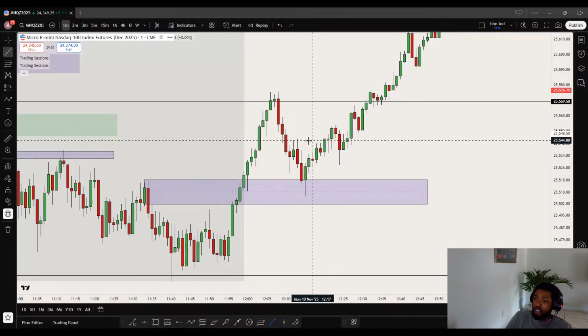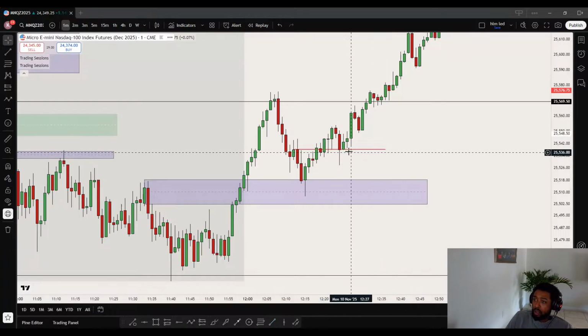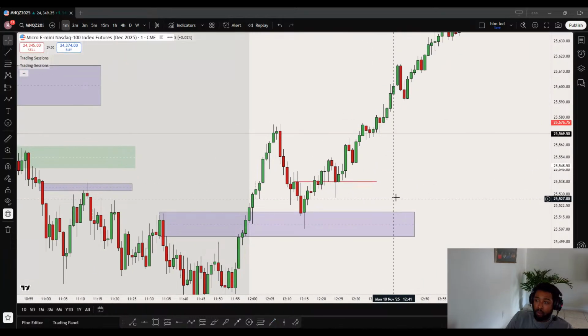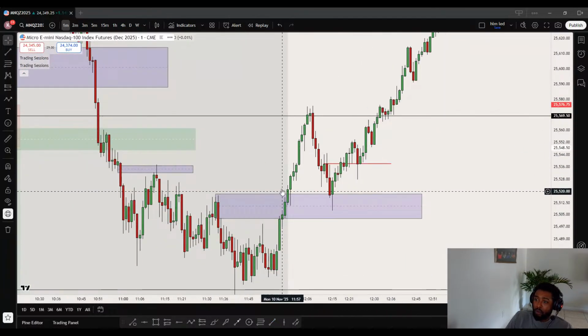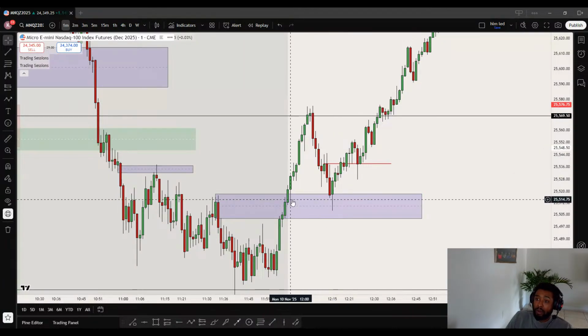Then after that, it creates a change in the state right here. Look how it comes into the change in the state, respects it, and rallies away. So if you didn't get your entry here, you could have waited for it to pull back. This is probably a 5-minute fair value gap also that's coupled in here.